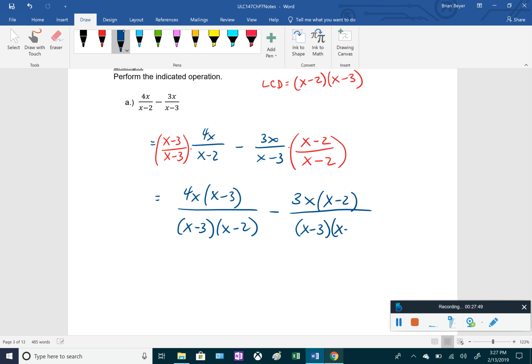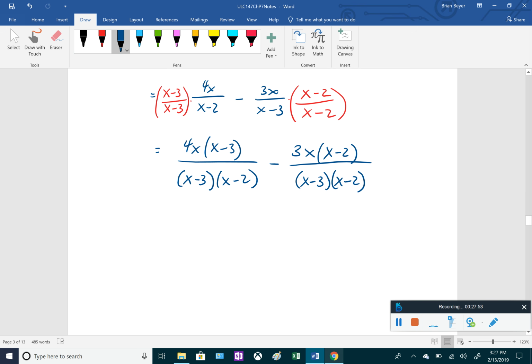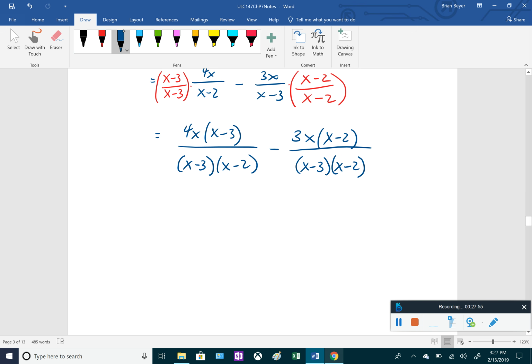Once we have these common denominators, we can put them over the same denominator and add or subtract the numerators. What I'm going to do first, all in one step, is combine them and distribute. Distributing the 4x, we get 4x squared minus 12x, minus, and you need parentheses, distribute the 3x, that's 3x squared minus 6x.